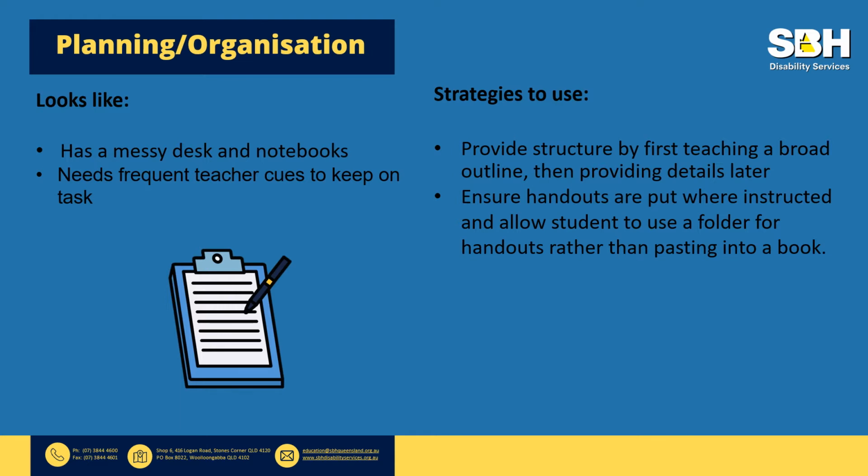Stops working on any task when it becomes a bit difficult. They just start avoiding it, or they start talking to their friends and making a distraction. Procrastinates by doing other more enjoyable tasks, or needs frequent teacher cues to keep them on task, and doesn't work well independently. So they need a partner with them to keep them on track.